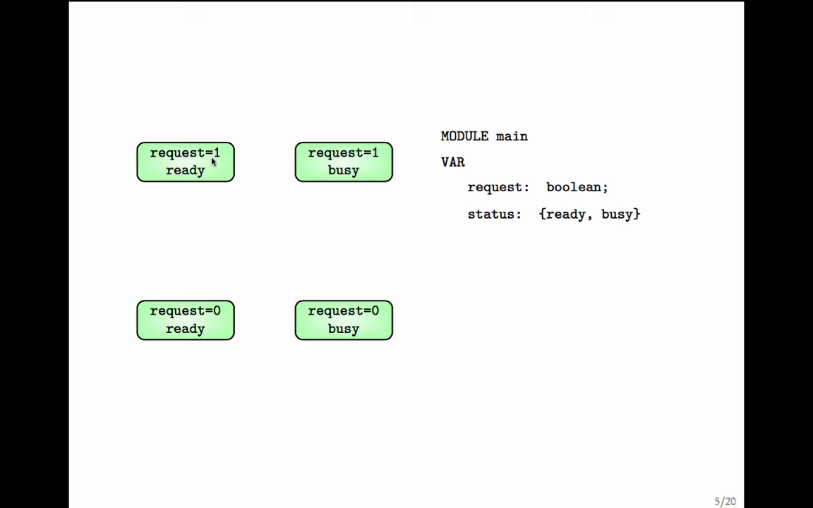Request can be either true or false, represented as request equal to 1 and request equal to 0, and status can be either ready or busy. So this gives us 4 states. Here are the transitions. First, the initial state is given by init of status is ready. We have not specified what the init of request is. So there are two initial states, one with ready and request equal to 1 and the other with ready and request equal to 0.